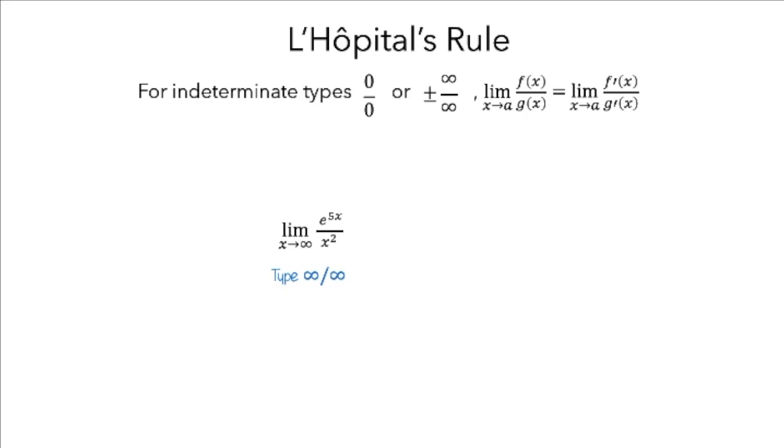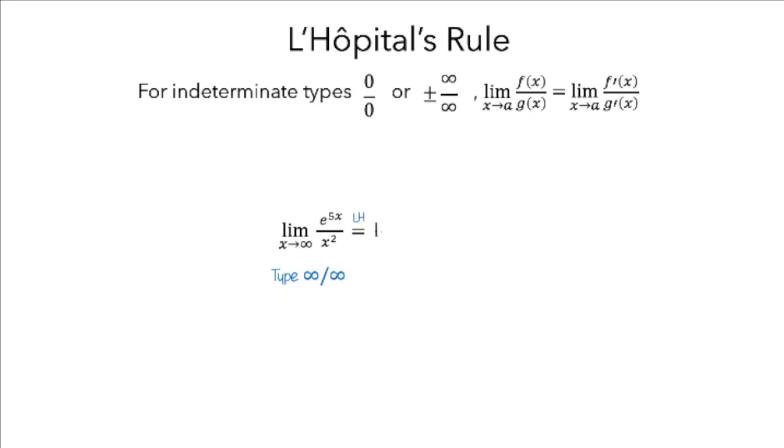One way this is different from the previous example is that we have x going to infinity rather than a number. Technically, that is not what is currently written for L'Hôpital's Rule, but the rule still works even if x approaches infinity or negative infinity.